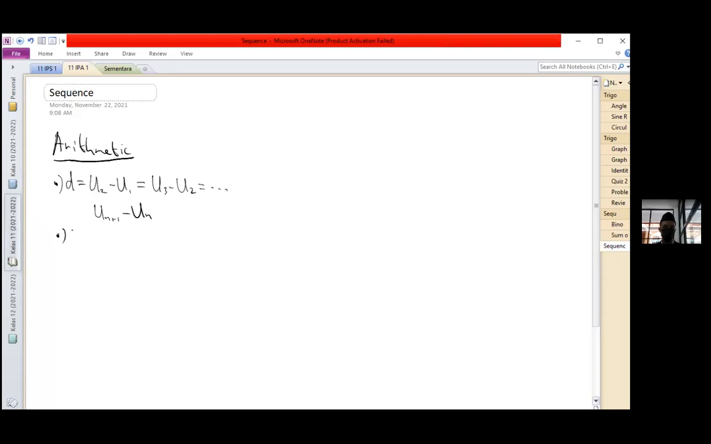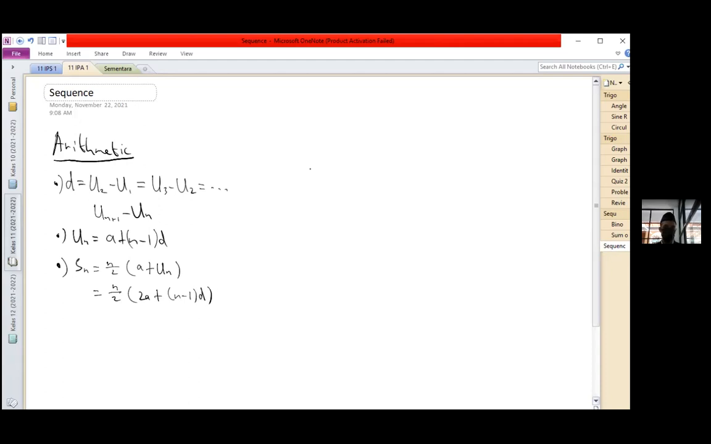The nth term of the sequence, denoted by Un, equals a plus (n minus 1) times d. And the sum, which we will cover today, is equal to n over 2 times (a plus the last term, Un), or n over 2 times (2a plus (n minus 1) times d).